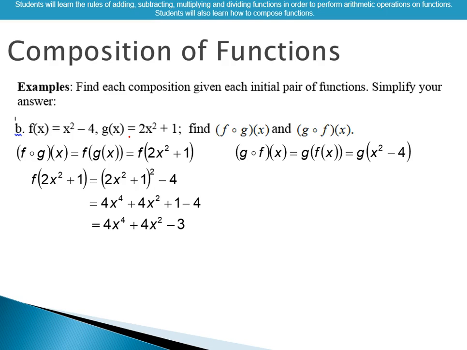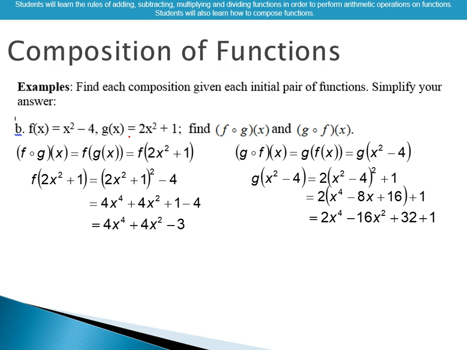Then we're going to take g of f of x. So we're going to put x squared minus 4 in for x. So we have 2 times x squared minus 4, all squared, plus 1. So we do our squaring first. So we're going to take x squared minus 4 times itself, then take that times 2, then add our 1.